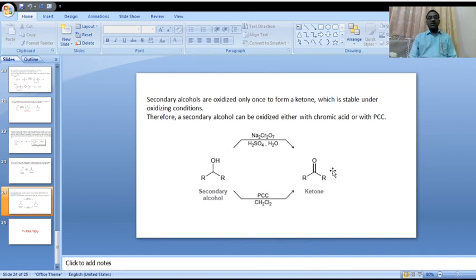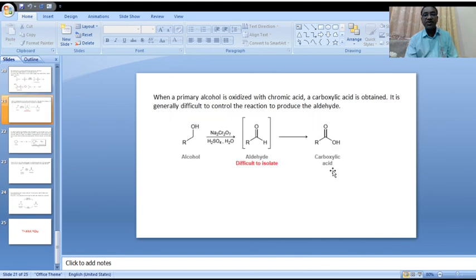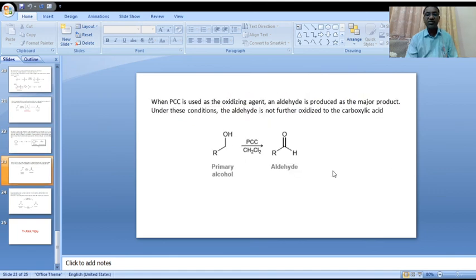Secondary alcohols are oxidized only once to form a ketone, which is stable under oxidizing conditions. Therefore, a secondary alcohol can be oxidized either with chromic acid or with PCC. Here please observe, in primary alcohols, oxidation is a two-step reaction: aldehyde formation and carboxylic acid formation.